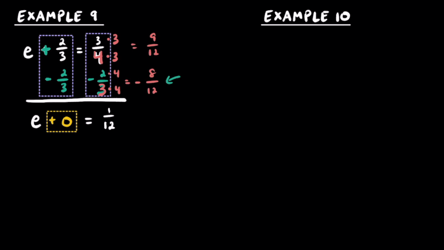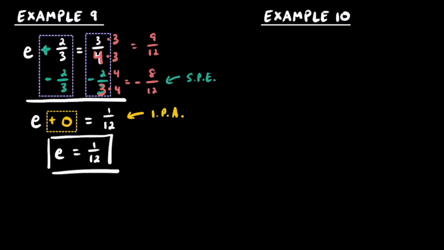When we subtracted from both sides of the equation, we were using the subtraction property of equality. We just needed to get common denominators first, and when we got the 0 here, we can drop it in just a moment. That's just using the identity property of addition. Finally, we can say that e is equal to 1/12. There's our solution to this equation.